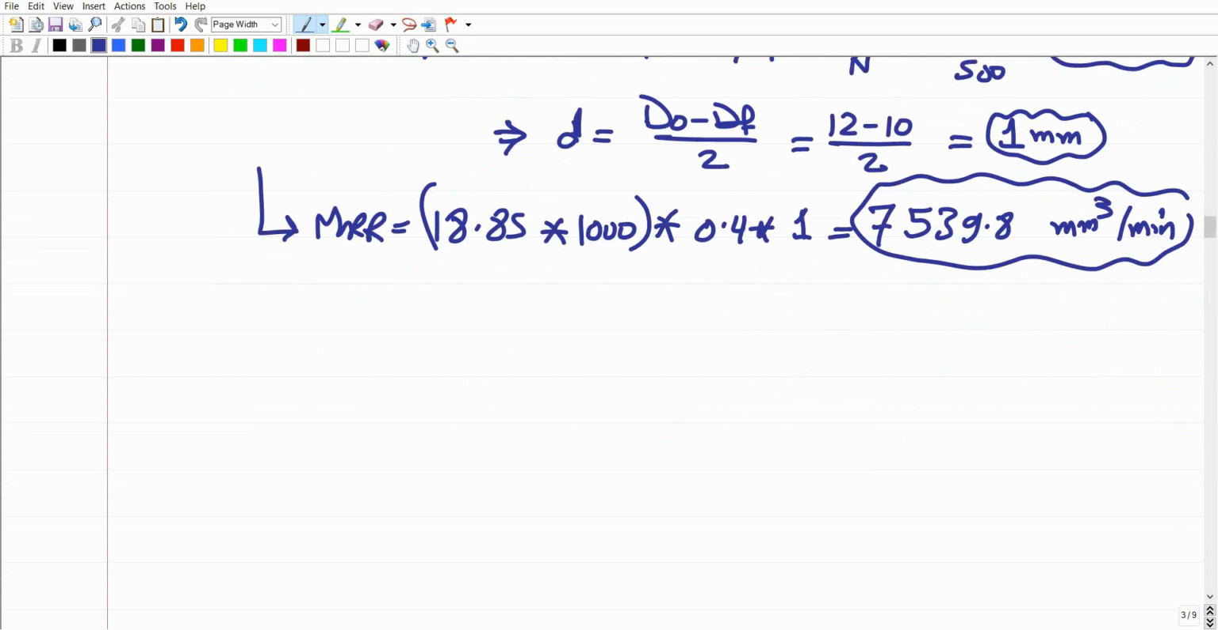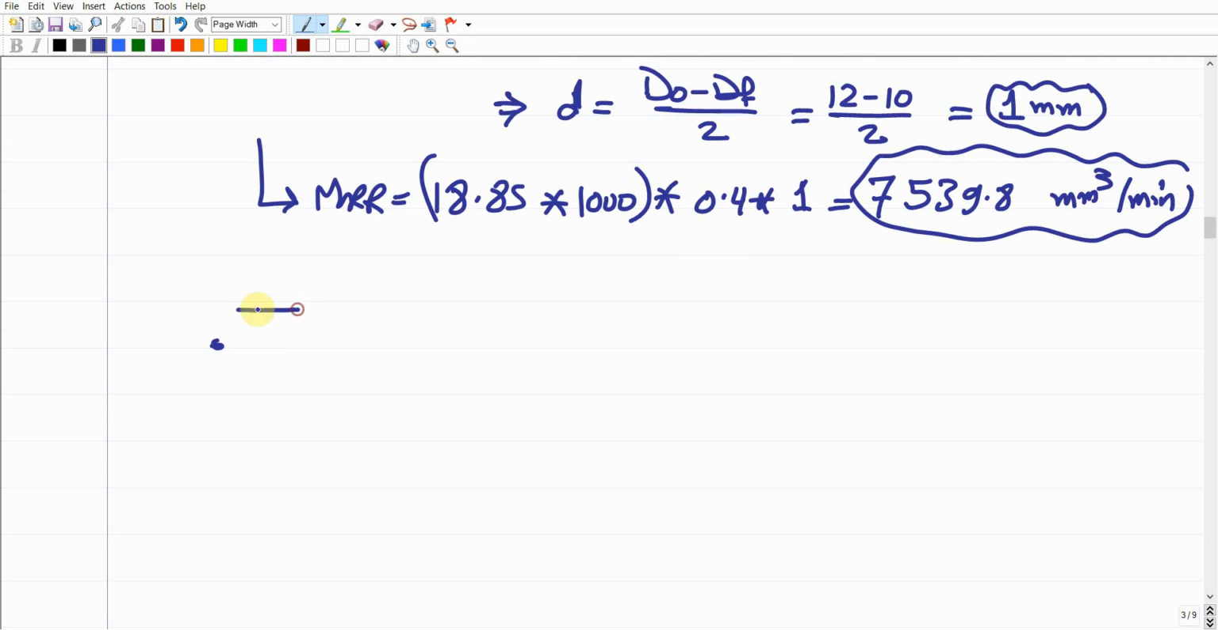Then he asked us to also calculate the machining time, TM, how much it is. So the machining time should equal LC divided by the feed rate, which was already given to us, so there is no need to calculate it.